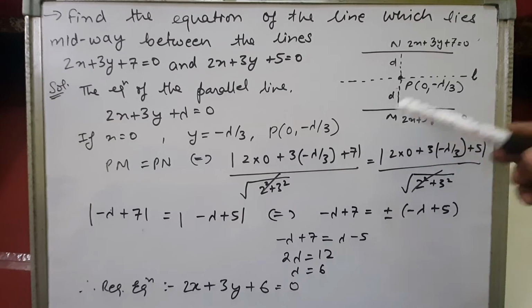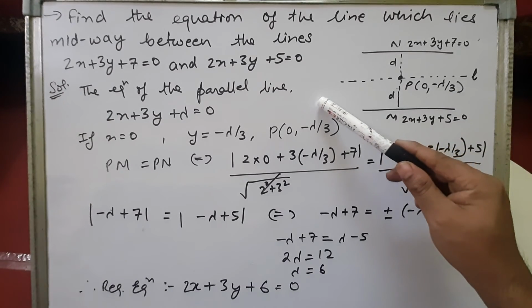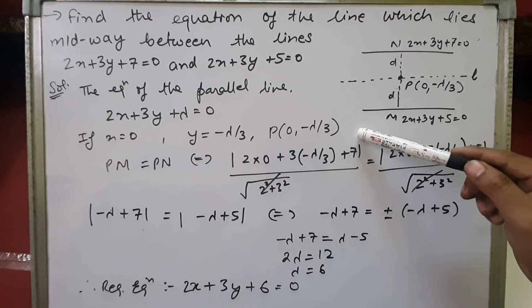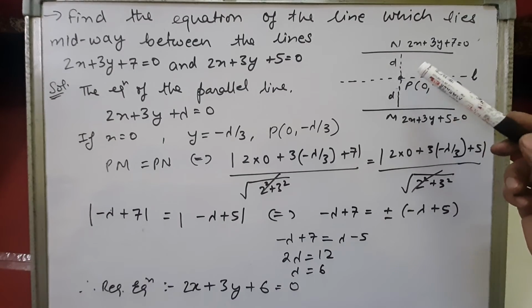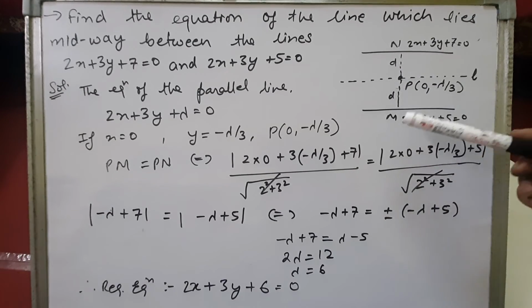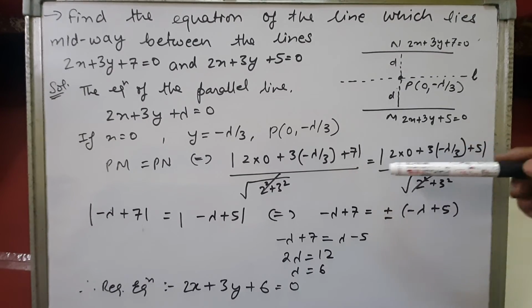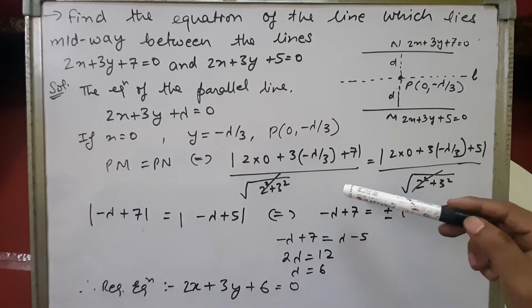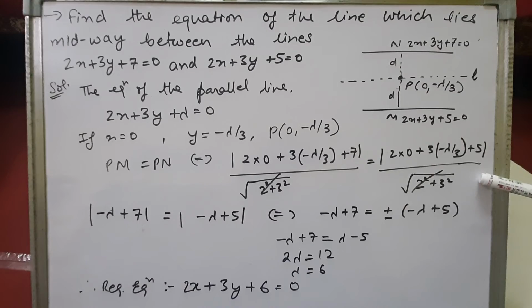Now, we assume that the equation of line L will be 2x + 3y + lambda = 0. In this line L, if we put x = 0, the value of y will be -lambda by 3. So we assume that the coordinates of P are (0, -lambda/3). Now, if we draw perpendicular from point P to the given parallel lines, the length of the perpendicular will be the same. We have already shown that PM = PN.